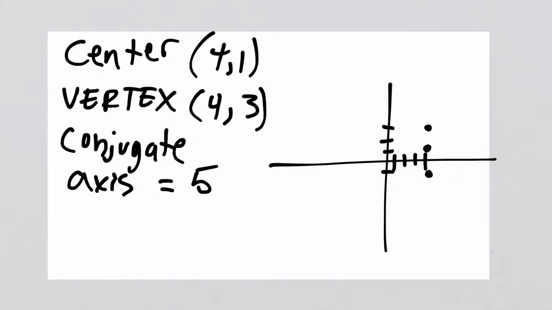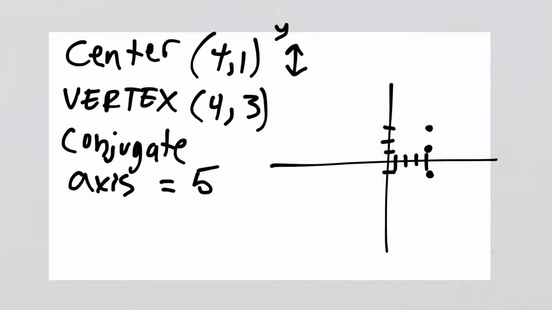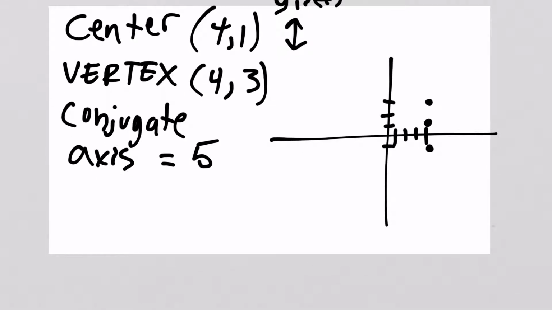Other thing to notice is that my vertices are running up and down, which means this hyperbola will be oriented up and down, which tells me that y is positive. Y is positive. That's what I'm saying right there. So I can actually start writing my equation already.